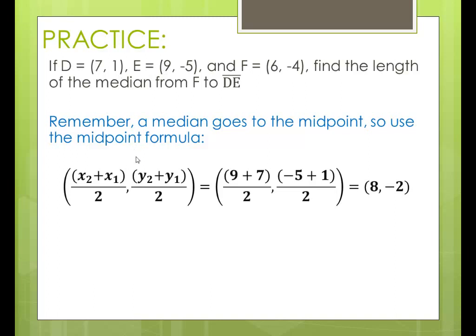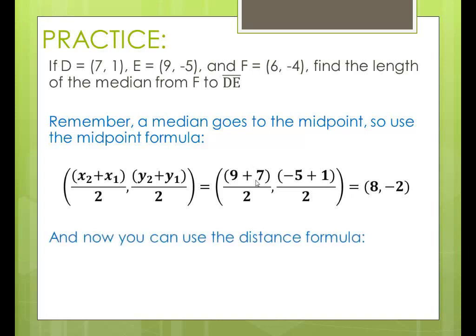When you're adding, order doesn't matter. When you're subtracting, it does. So we've got 9 plus 7, which is 16, divided by 2, which gives us 8. And then we've got negative 5 and 1, which is negative 4, divided by 2, is negative 2. So that's the median, okay?